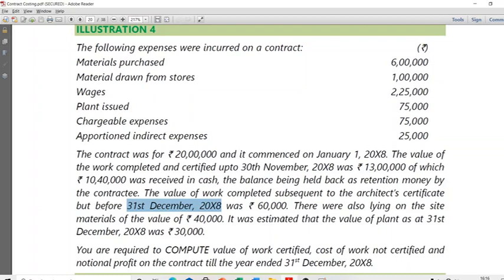Now, was work done between 1st December and 31st December? Yes, work was done. But was that last month's work certified by the architect? No, it was not certified, because the architect visited the construction site on 30th November and left. So whatever work has happened after that is work which has happened but not certified. That is why the name given is work not certified. If work itself had not happened, there would be no scope for discussion. But work has happened, and it has not yet been certified.